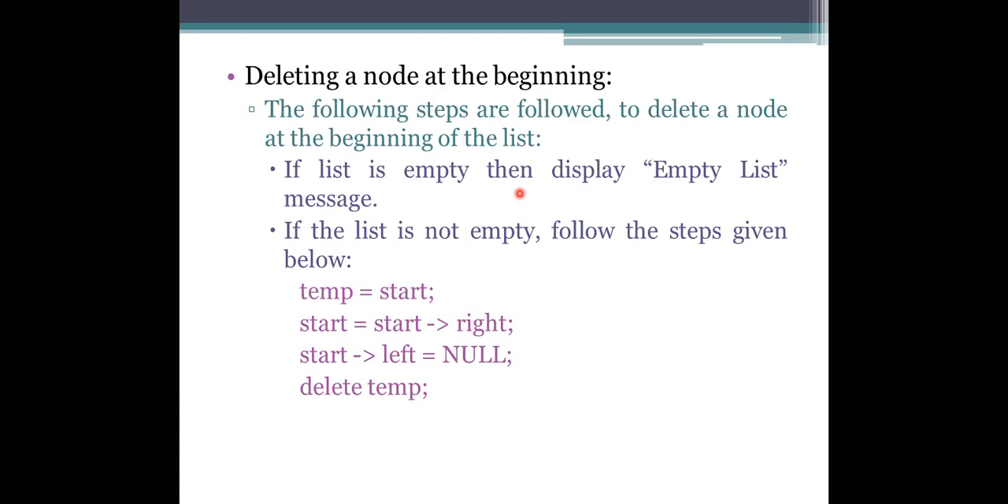But here, to delete a node, we must know whether the list we are specifying has an element or not. Initially we need to check whether it is empty. If it is empty, we need to indicate that the list we want to access is an empty list.